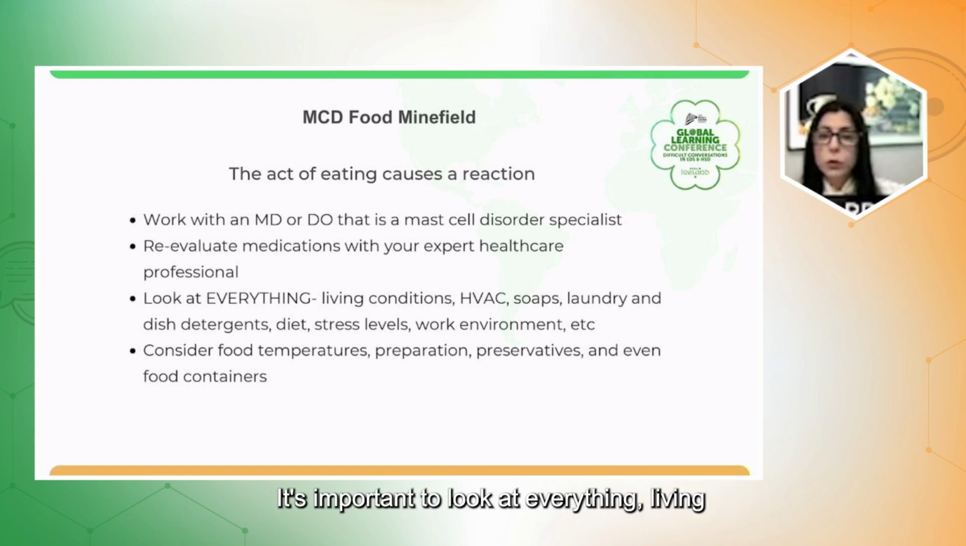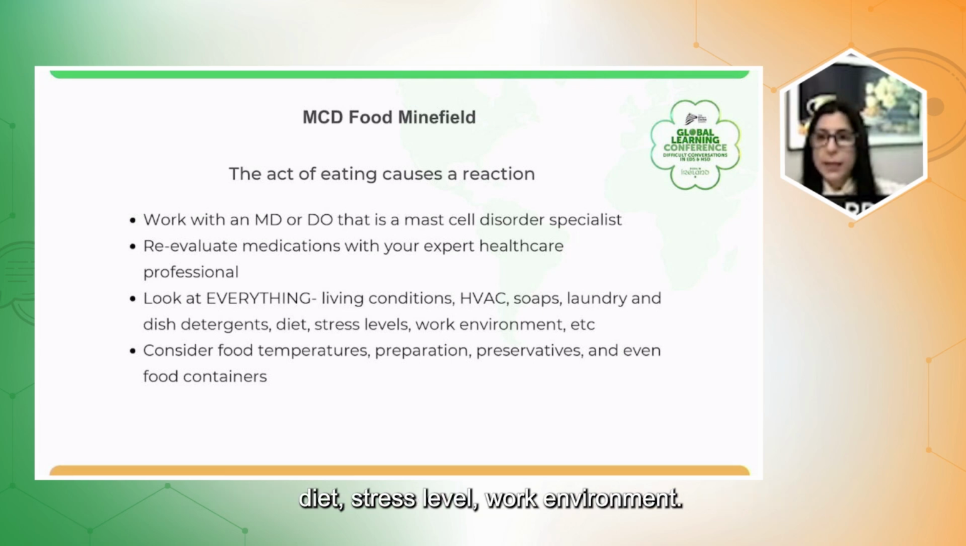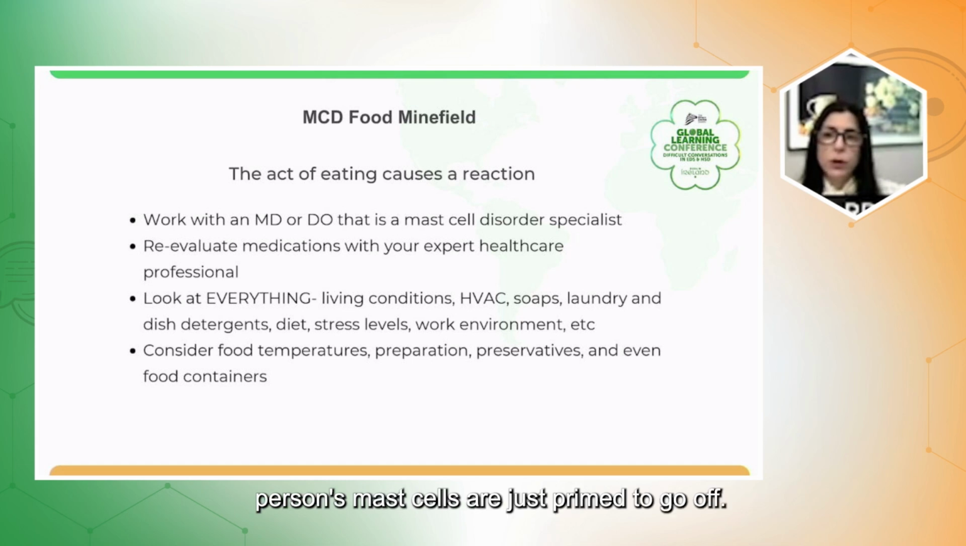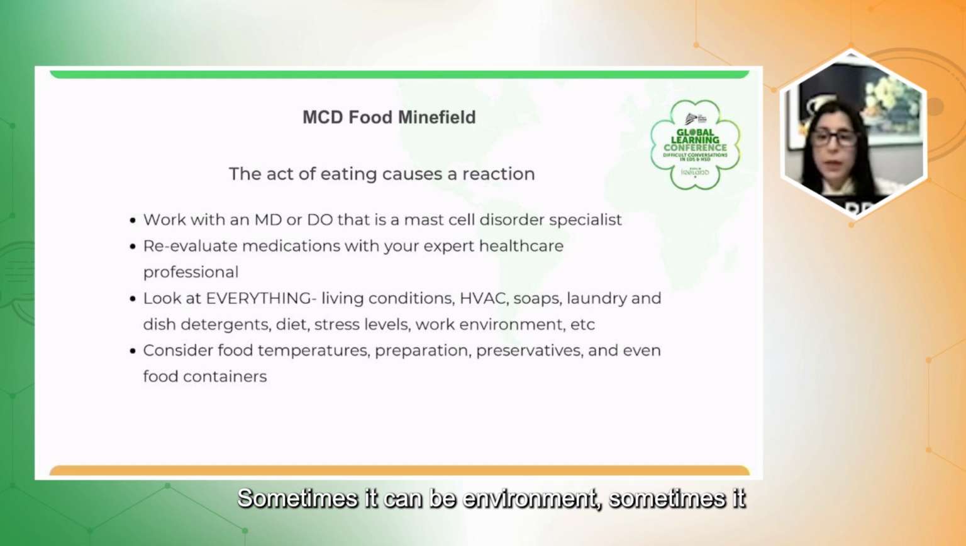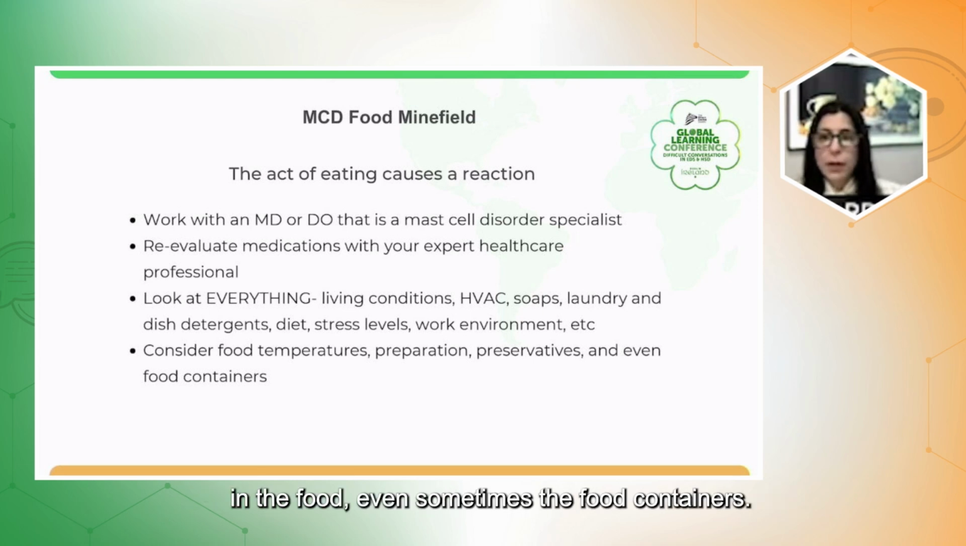It's important to look at everything: living conditions, your HVAC, soaps, laundry, dish detergents, diet, stress level, work environment. Leave no stone unturned to look at why a person's mast cells are just primed to go off. Sometimes it can be environment, sometimes it can be actually the act of eating. Sometimes that can be because of the food temperature or the way it was prepared or the preservatives in the food, even sometimes the food containers.